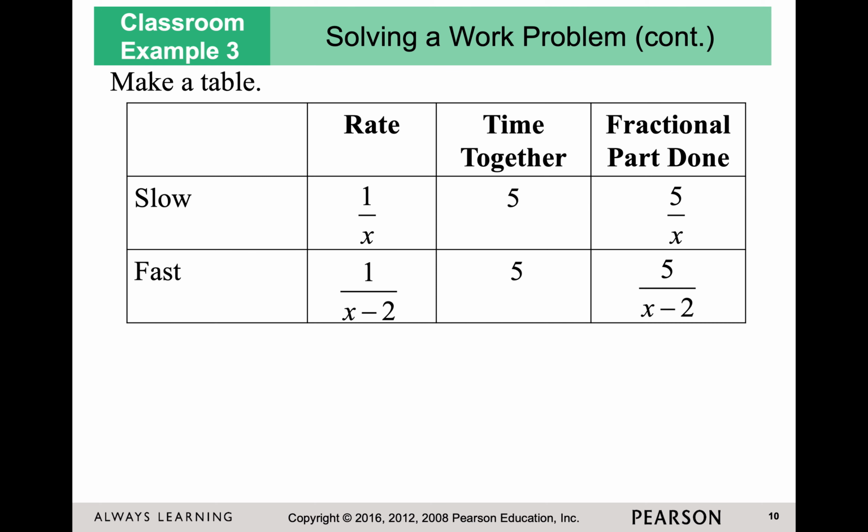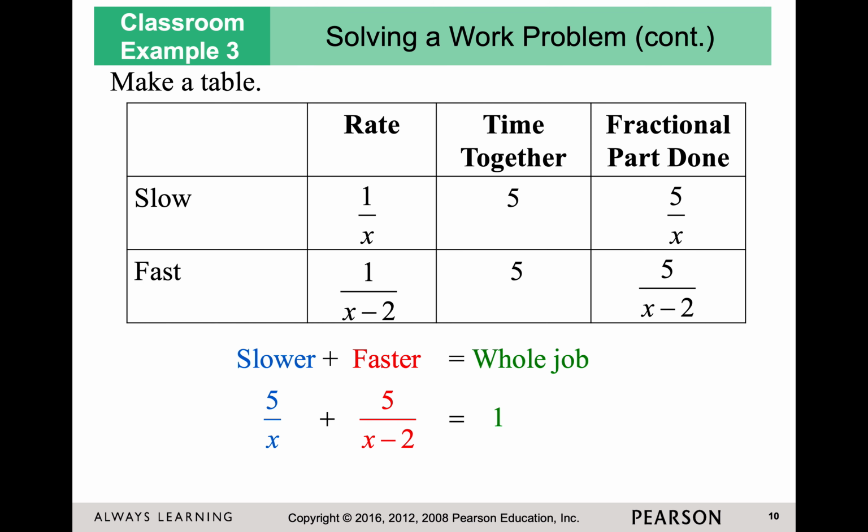Rate, time together. When I divide those, the time divided by the rate, that's what gives me the fractional part. 5 divided by 1 over x would be 5 over x. 5 divided by 1 over x minus 2 would be 5 over x minus 2. When I add those times together, that equals the whole job.